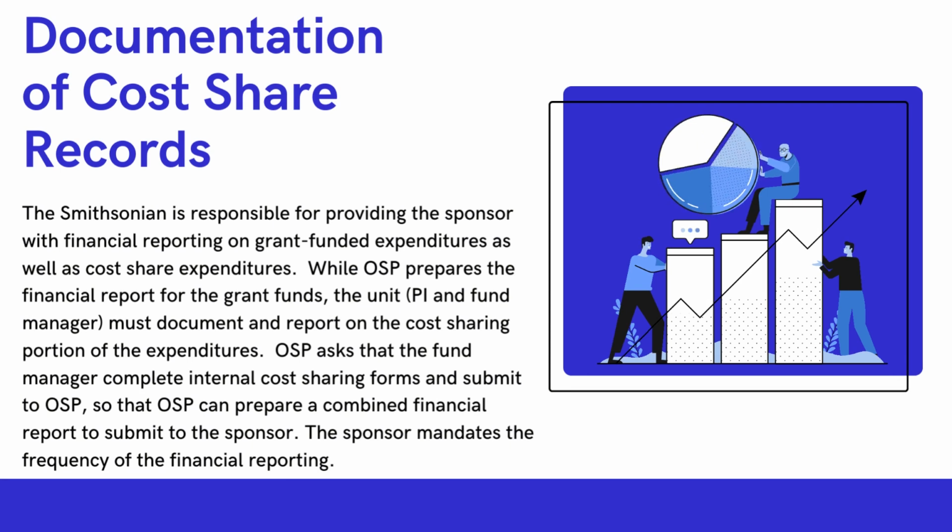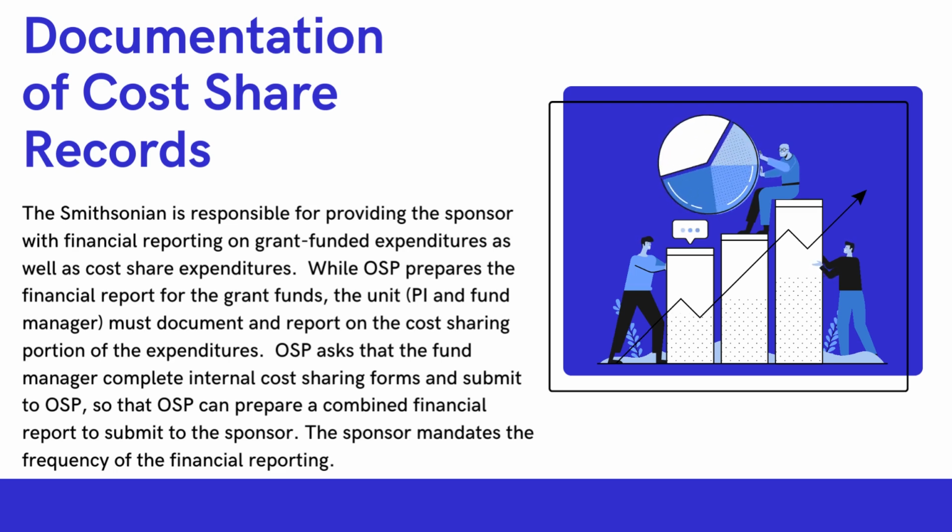Documentation of cost share records. The Smithsonian is responsible for providing the sponsor with financial reporting on grant-funded expenditures as well as cost share expenditures. While OSP prepares the financial report for the grant funds, the unit, the PI and the fund manager must document and report on the cost-sharing portion of the expenditures.